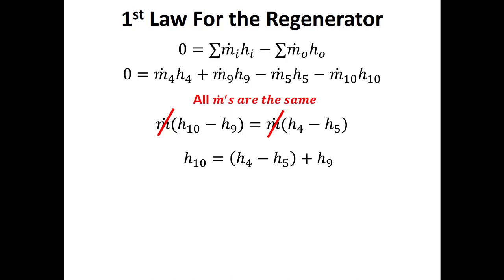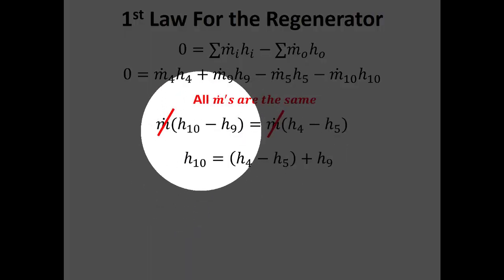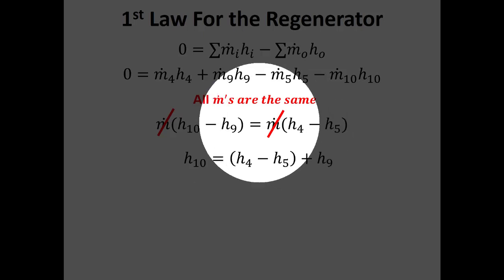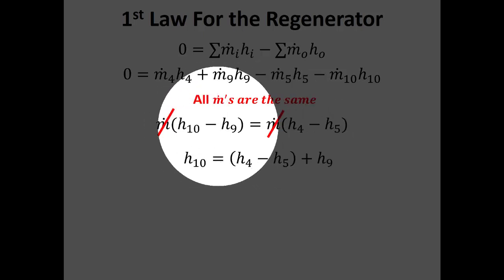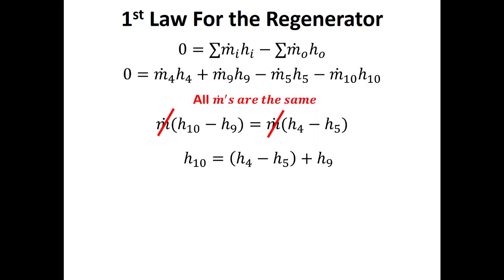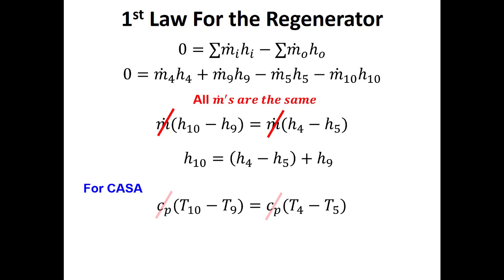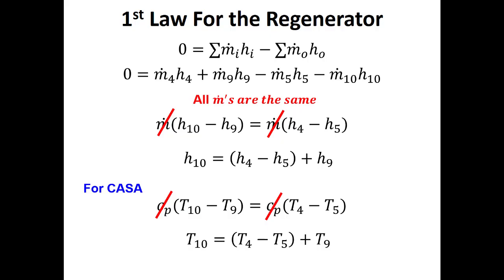If this was a constant specific heat analysis, before I isolated for h10, I would have pulled out the cp on both of these sides and canceled it out just like I canceled out the mass flow rate, and I would get the expression that T10 is equal to T4 minus T5 plus T9. So if I do that, now I can fix state 10. And I've gone through all of these states.